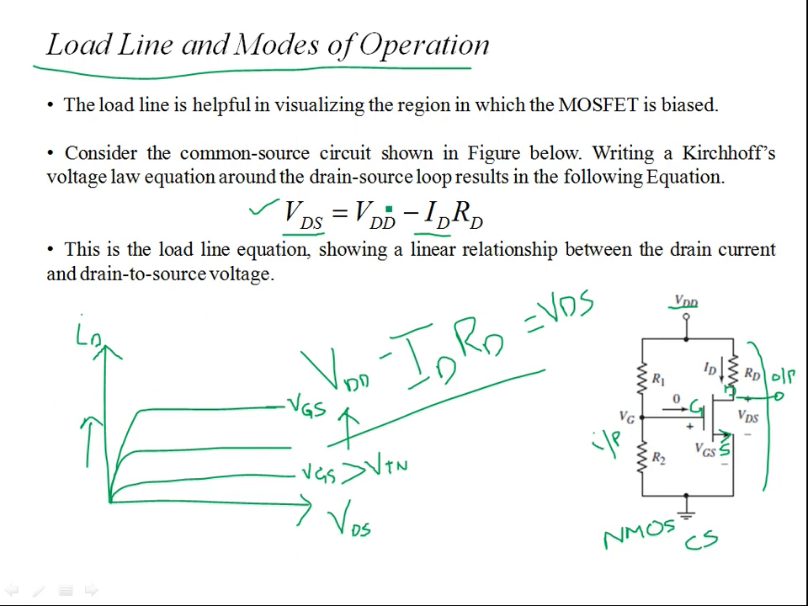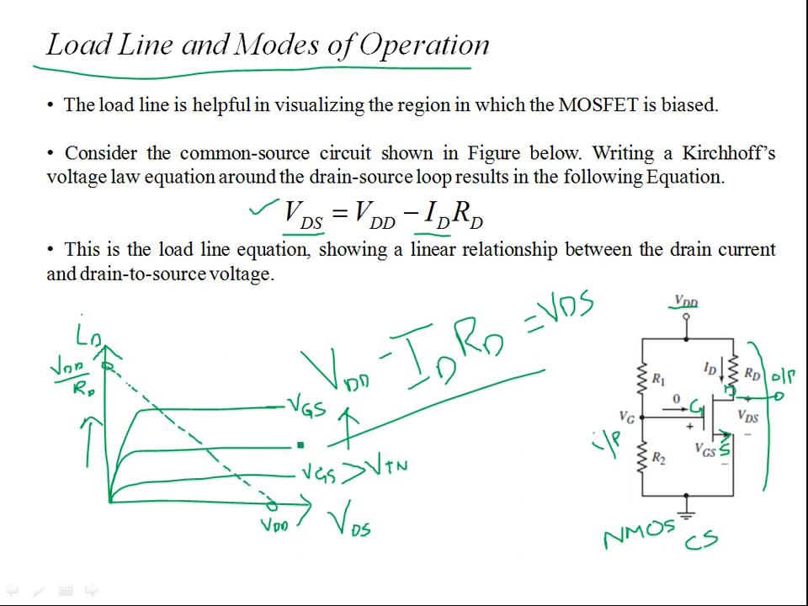Now the DC load line. If ID is zero in this relationship, then VDS is VDD, so there's a point at VDD. And then there's another point where VDS is zero. For VDS equal to zero, ID is equal to VDD over RD. Well, you have another point, and all you need to draw a line is two points. So you connect those two points, and this is my DC load line.